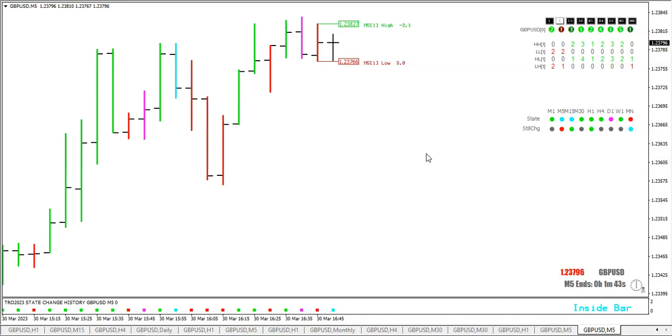So you can see here, price is just waffling. It's ranging, and we'll just have to see which way it breaks.